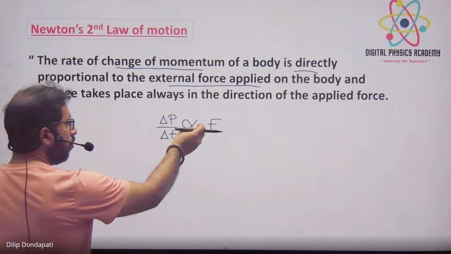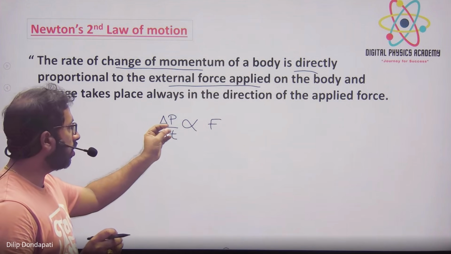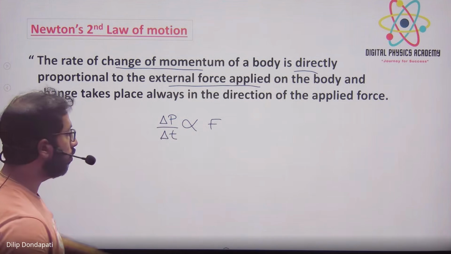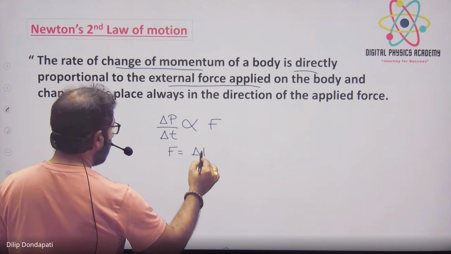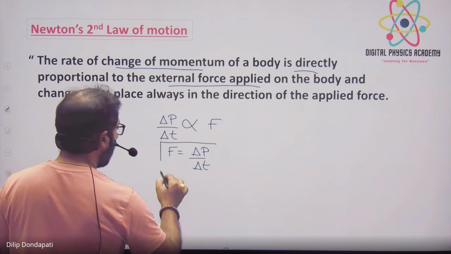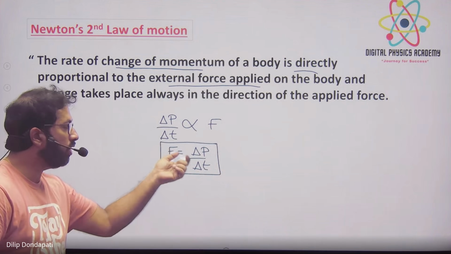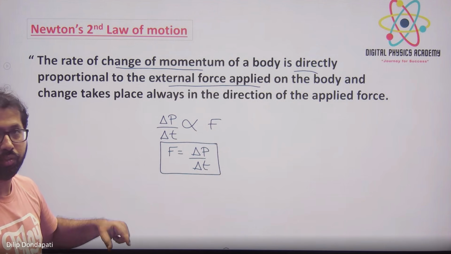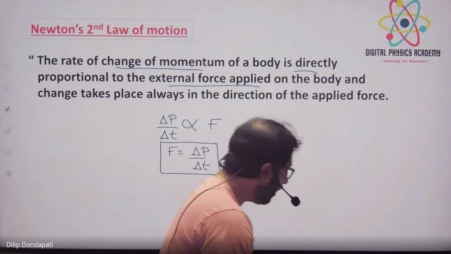When I remove the proportionality, we get a proportionality constant, and experimentally they found that the proportionality constant is 1. Therefore, F is equal to delta P by delta T. This is the second law. If anybody asks what the second law means, F equal to ma is not it, that is a special case which we derive from this. We'll derive it also. We'll see when to use F equal to ma. So F equal to delta P by delta T.